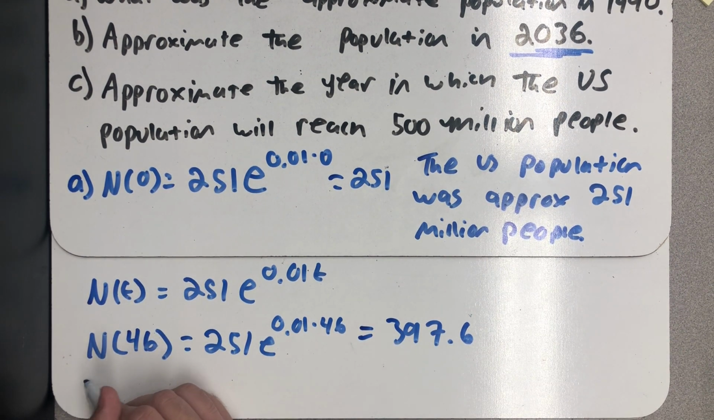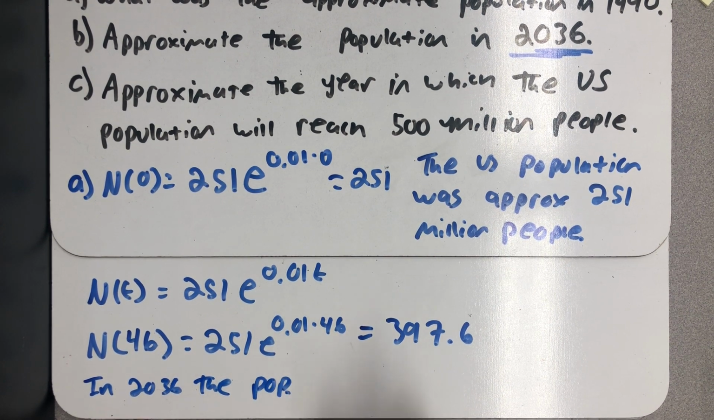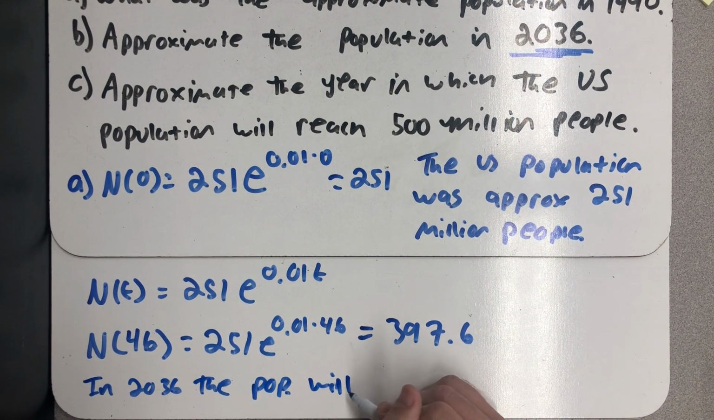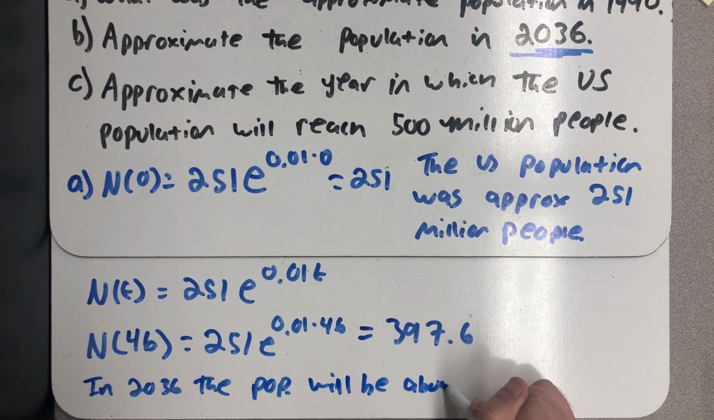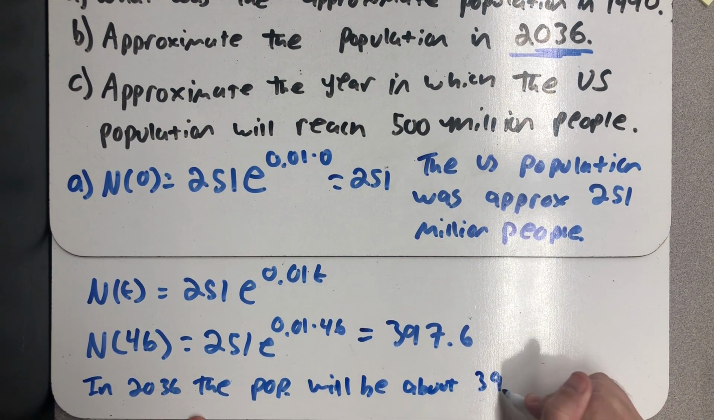In 2036, the population in the United States will be about 397.6 million people.